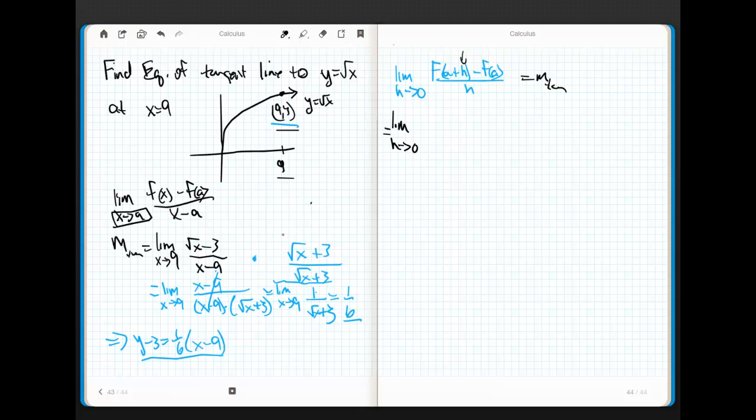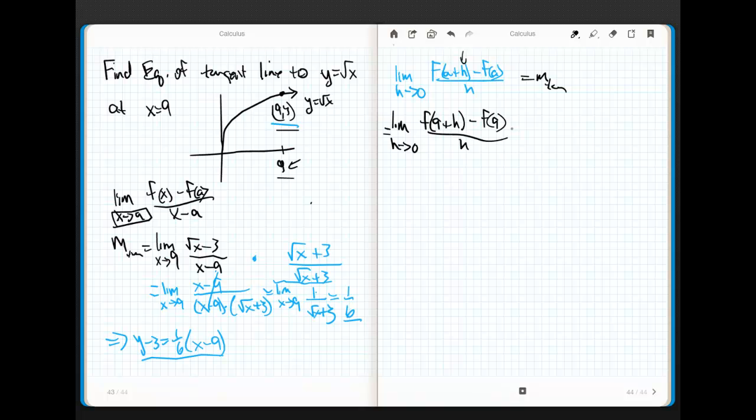And that can be the source of some frustration and confusion for students as well. So you've got to figure out a way to keep those separate. All right, so this is going to look like, I'm going to write this out longhand. A in this case is 9. Remember, that's the value that we're going to. So 9 plus h, minus f of 9, all over h.